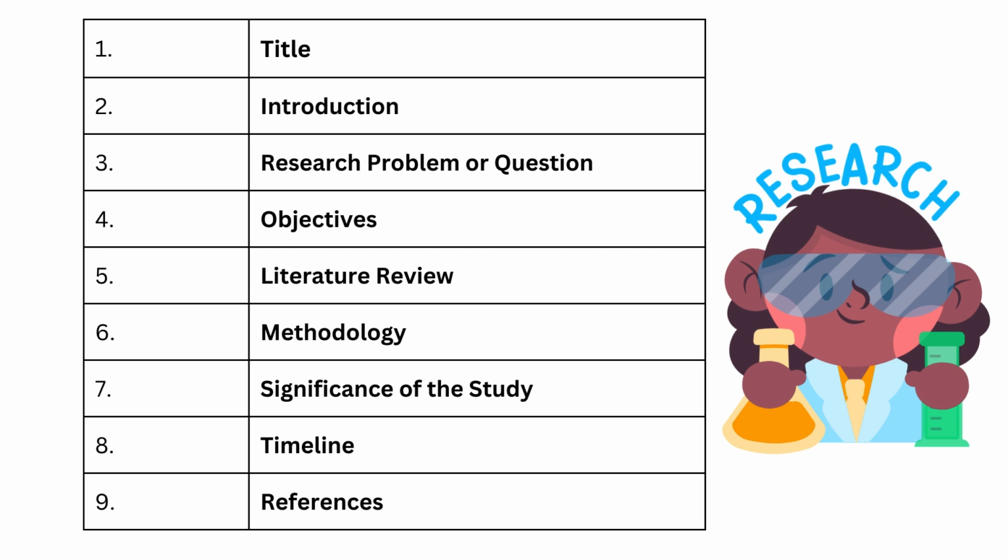So, the first step in writing a research proposal is you have to understand and have a basic structure. And typically, this is what your structure is going to be. You're going to go through these 9 steps, or some would say 10 if you put budget, but not all proposals have that. But these 9 steps have to be there completely. So you have to have a title, you have to have an introduction, a research problem or question, research objectives, you have to have a literature review, you have to have a methodology section, and then the significance of the study, a timeline, and then the references. So let's break this down a bit.